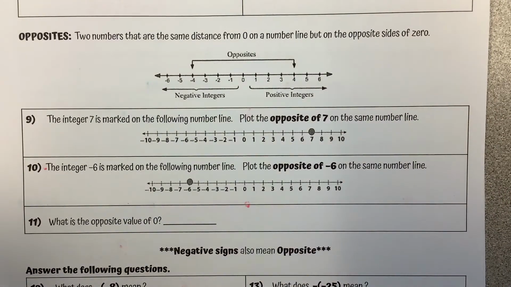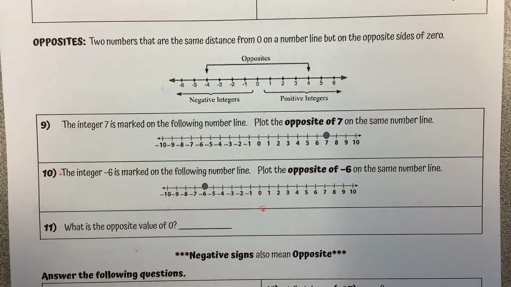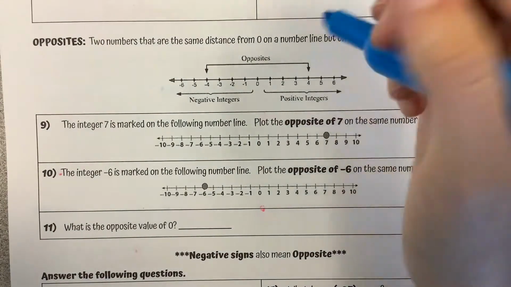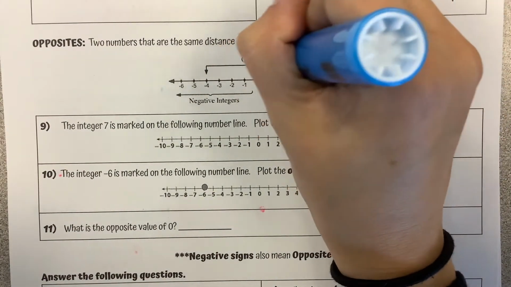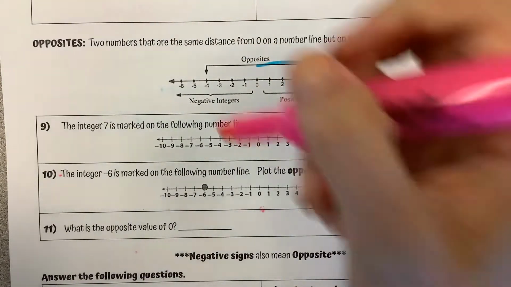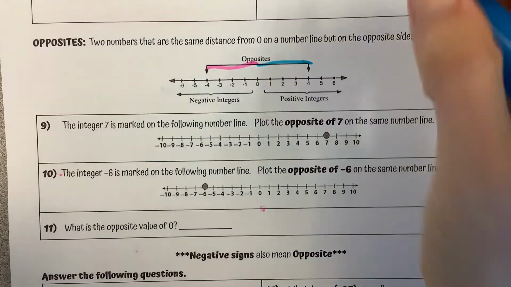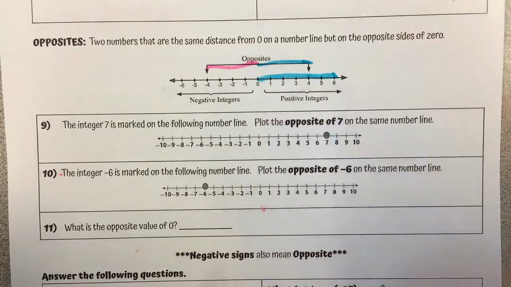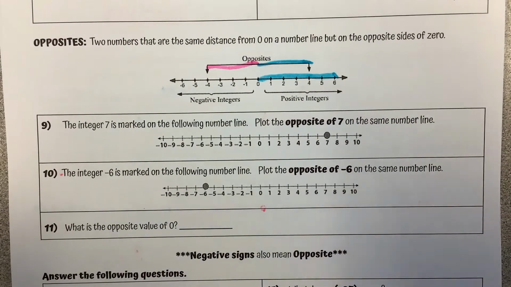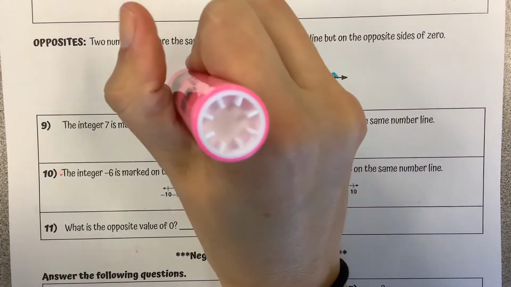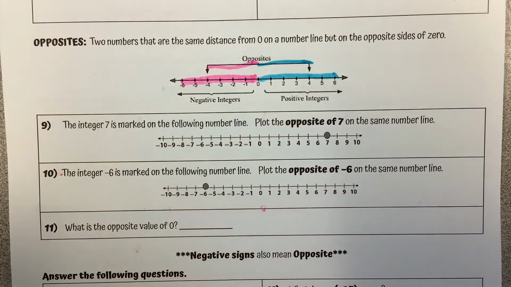So let's talk about opposites for a minute. Opposites are two numbers that are the same distance from 0 on a number line, but on opposite sides of 0. So, for example, negative 4 and 4 are opposites because 4 is 4 to the right, and negative 4 is 4 to the left, okay? Or 6 and negative 6 are opposites because 6 is 6 to the right, negative 6 is 6 to the left.